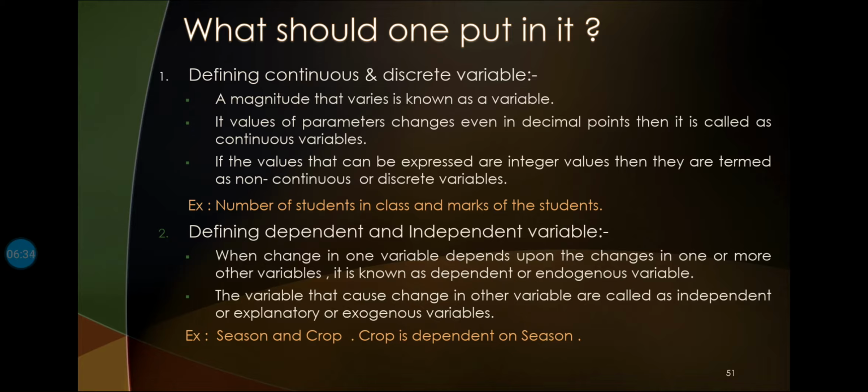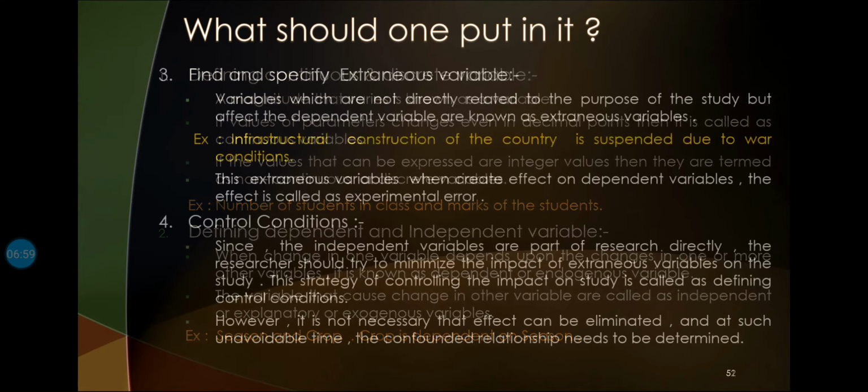Again, example, number of accidents and road condition. So the road condition, better the road condition, less will be road accident. So road condition is independent variable, whereas number of accidents are dependent upon road condition, thus it is dependent variable. Season and crop, crop is dependent upon season.